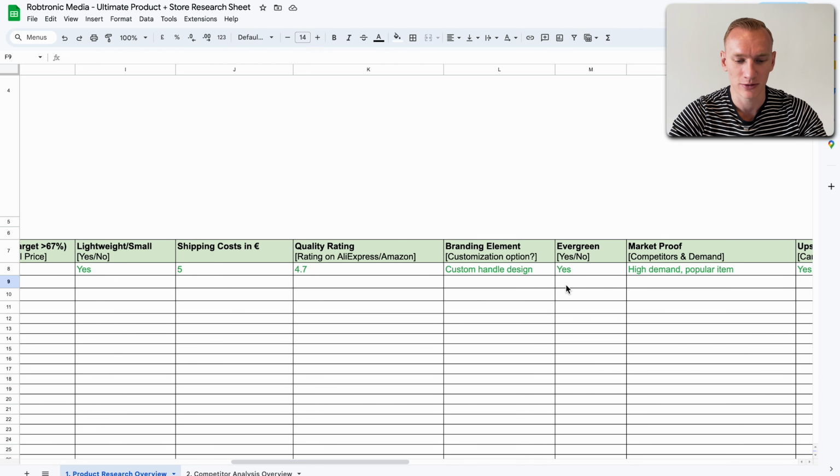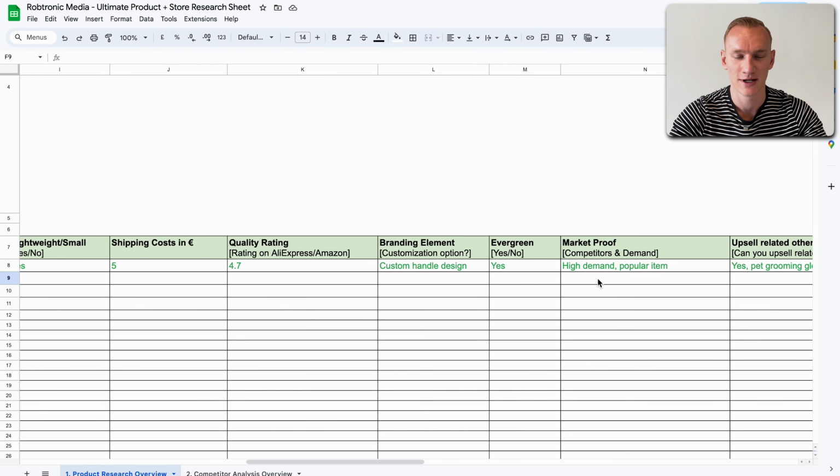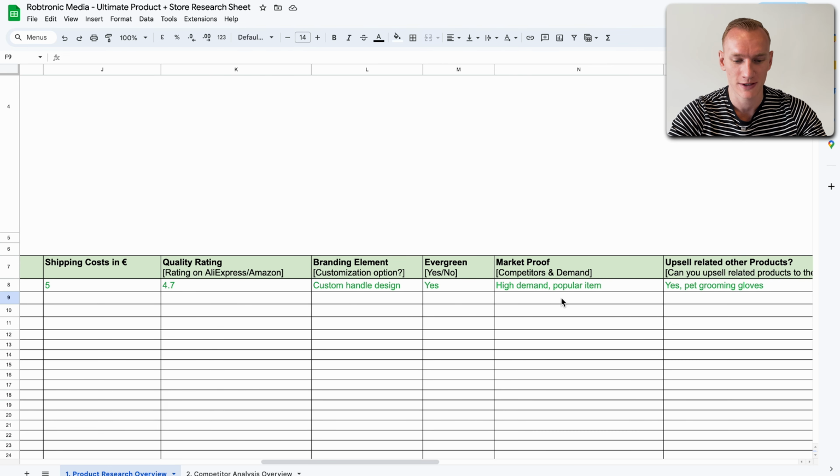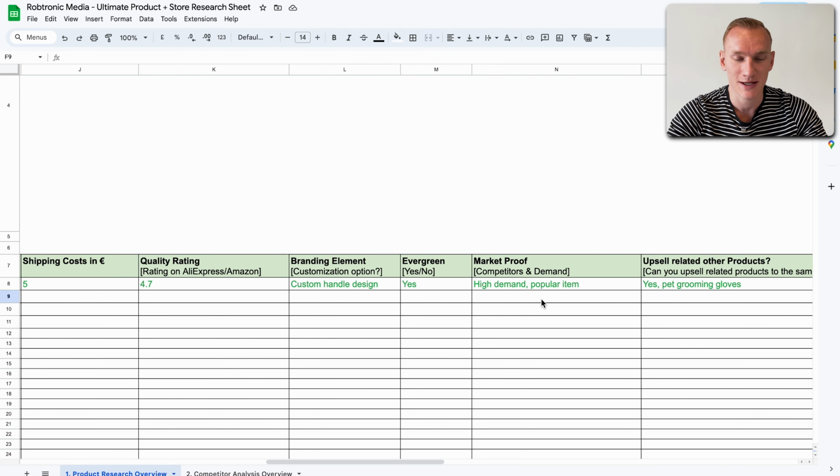So it's really important to understand the question, is it evergreen, yes or no? Because you don't want to sell products out of season in the wrong season and lose money, right? So therefore we implemented this question in the framework as well. Then you need to make sure that the market proof is there. So you need to make sure that there are competitors selling this kind of product, right? Most of the time there's always a high demand, as pet owners always have hair on the sofa and on their furniture, right? So it's a very popular product because every pet owner basically needs to have something like this.